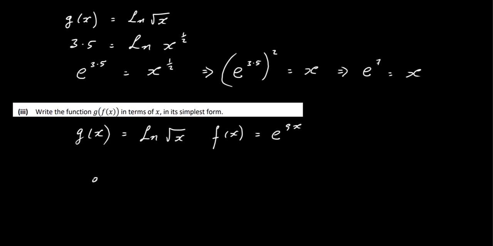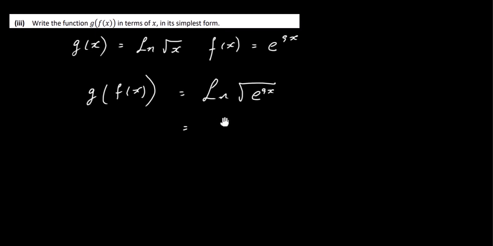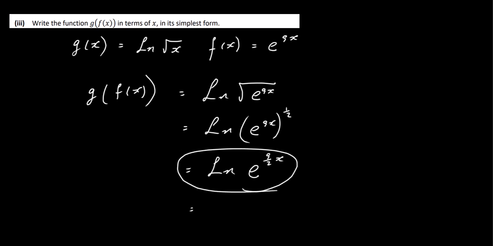So let's have a look at that then. g of f of x is going to be equal to the log of the square root of e to the power of 9x. Now let's just mess around with this. It says give our answer in its simplest form. So that's going to be log of e to the power of 9x, all to the power of a half. Square root is just to the power of a half. So we multiply the powers here, and we end up with the log of e to the power of 9 over 2 x.